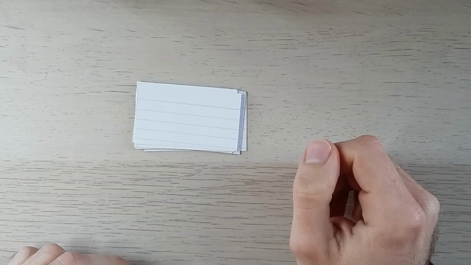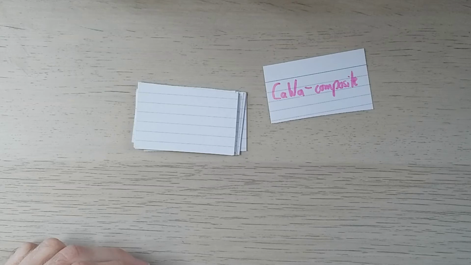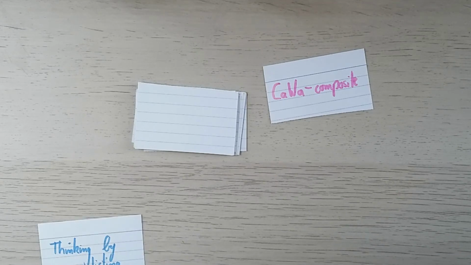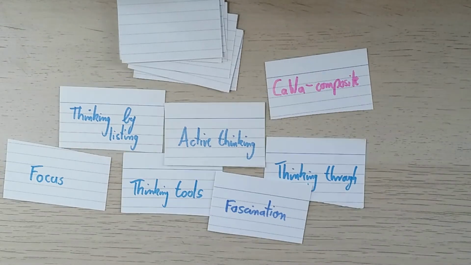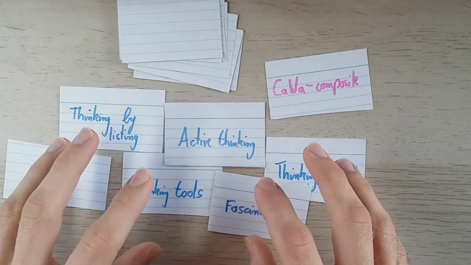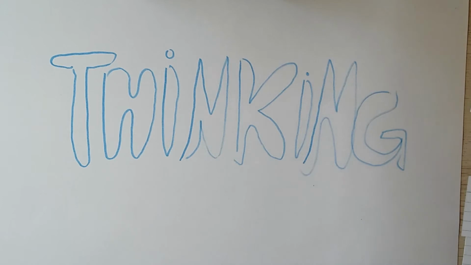Now let's see what we got for our second tool. CaWa-composite. Okay, I first need to draw a couple of concepts. Let's say 6. We have thinking by listing, focus, and fascination. What I'm trying to do now is I try to take these concepts and I try to add them to a CaWa. And the topic of the CaWa, let's just go broad and say it's thinking. Now I take my 6 concepts and I try to add them to the CaWa.